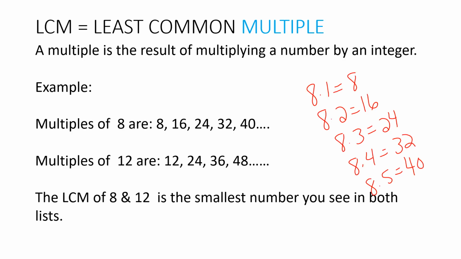The least common multiple of 8 and 12 would be the smallest number you see in both lists, and the smallest number that I see in both lists is 24. 24 is a multiple of 8, and it is also a multiple of 12. So the LCM is equal to 24.